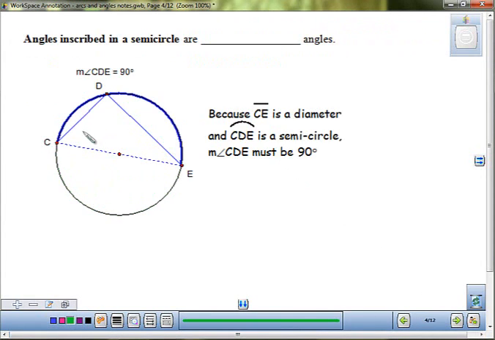If you have an inscribed angle in a semicircle, that means it's intercepting a semicircle. So CE is the semicircle. Hopefully you remember that's 180 degrees. So when we take half, that's 90 degrees. So that is a right angle.